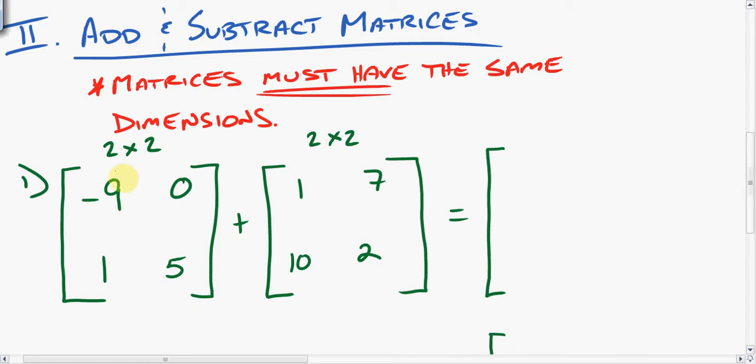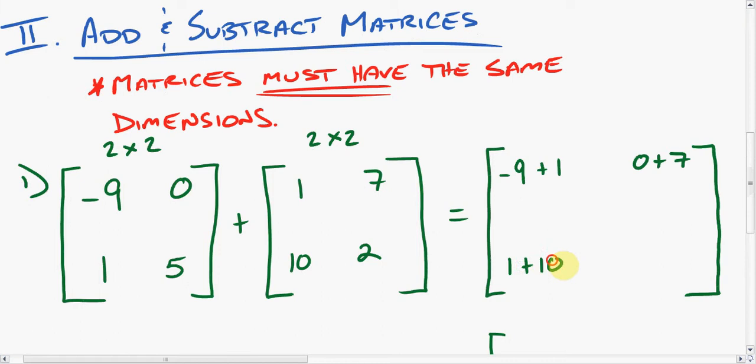So I look at the negative 9, and I see it is in the upper left-hand corner. So it needs to be in the upper left-hand corner when adding, and I'm going to add it to the number that's in the same place. What's in the upper left-hand corner of the other matrix? Well, that's a 1. So negative 9 plus 1 goes in the upper left-hand corner of my answer matrix. Then I look at the upper right-hand corner, and I see 0 plus 7. So that goes in the upper right-hand corner of the answer matrix. Lower left is 1 plus 10. And then lower right is 5 plus 2.